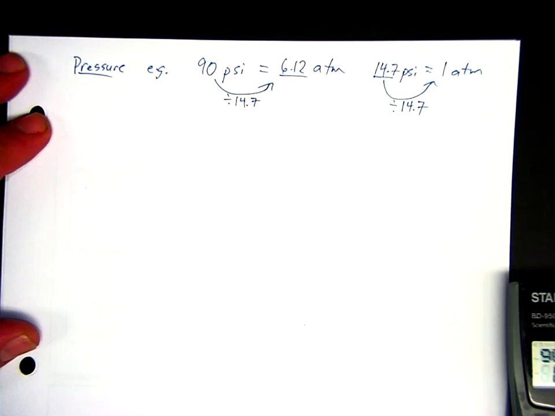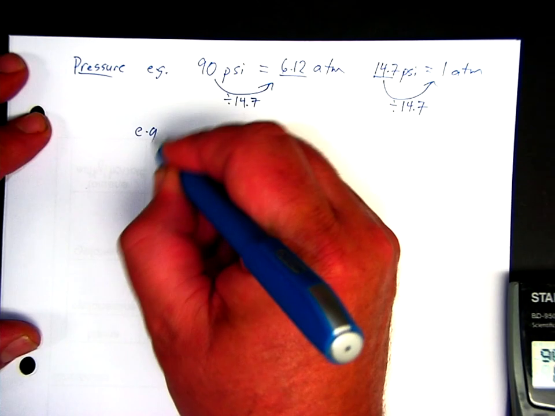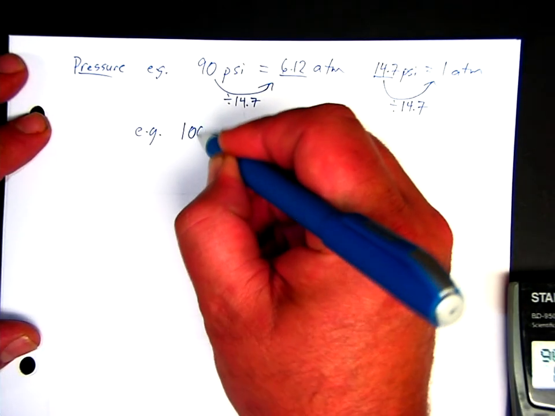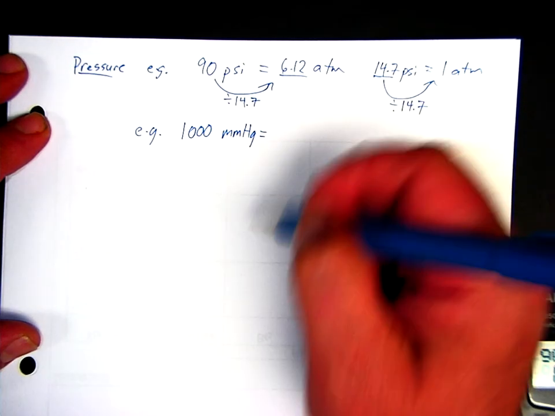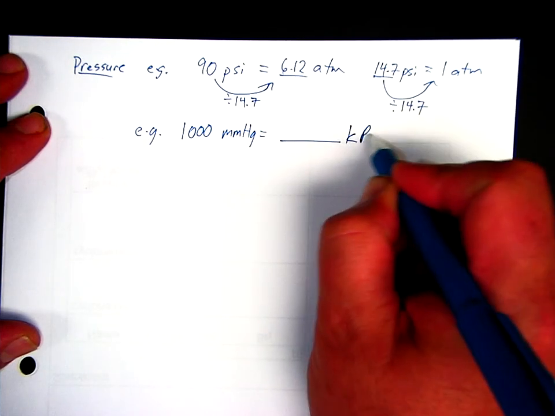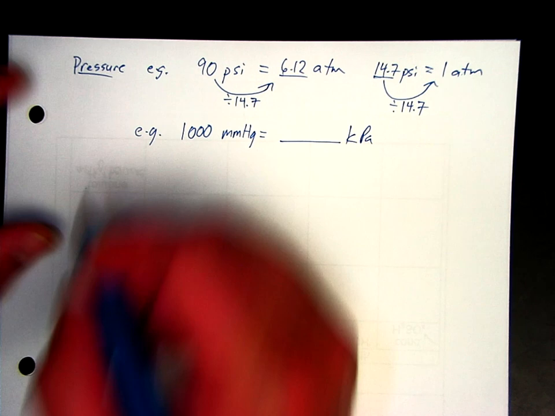Let's do another one. Let's go from millimeters of mercury to kilopascals. Now this is a little bit more challenging. There's a couple of ways you can do this. I am going to show you a straightforward way that you'll probably do intuitively. Then I'm going to show you a little bit harder way to calculate. I think it's good that you are introduced to it.